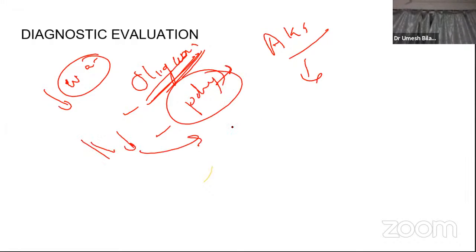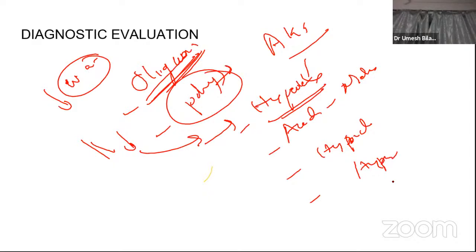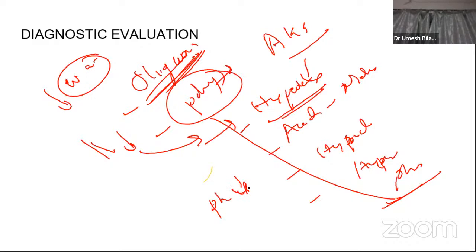During the oliguric phase, the patients will develop hyperkalemia, acidosis, that is metabolic acidosis. Then they can develop hypocalcemia, and usually hyperphosphatemia. These are the things that develop, and pH will come down. This is the oliguric phase.